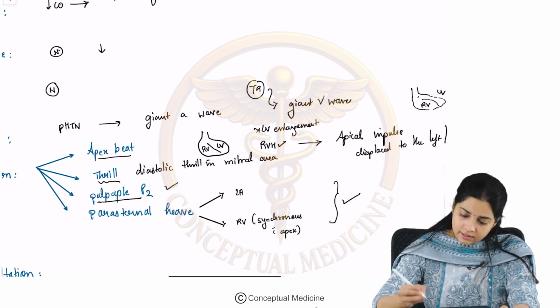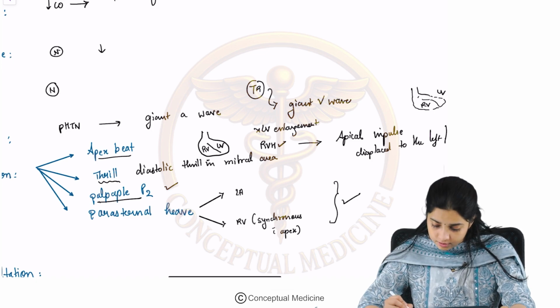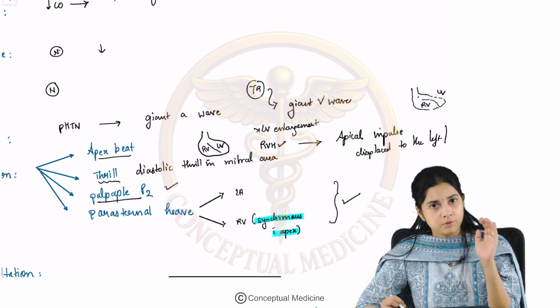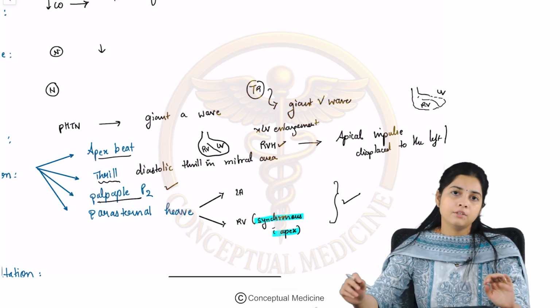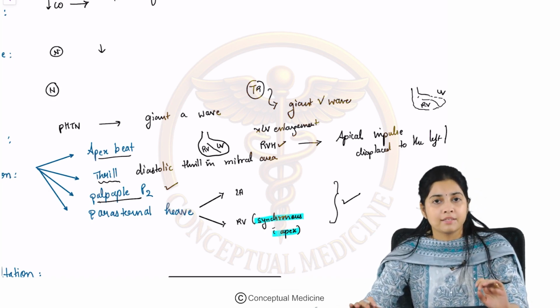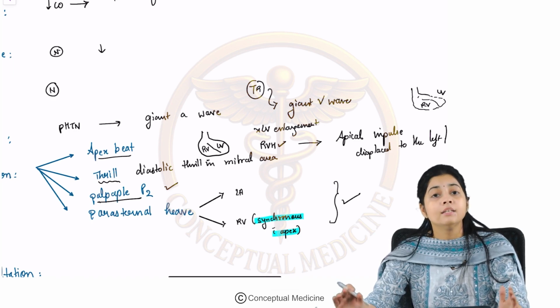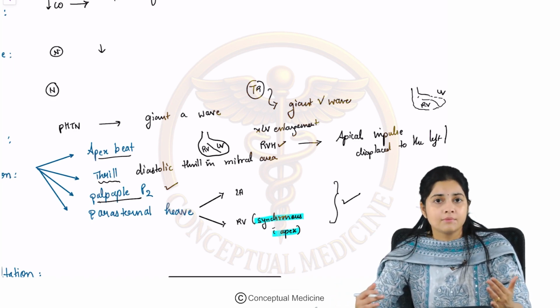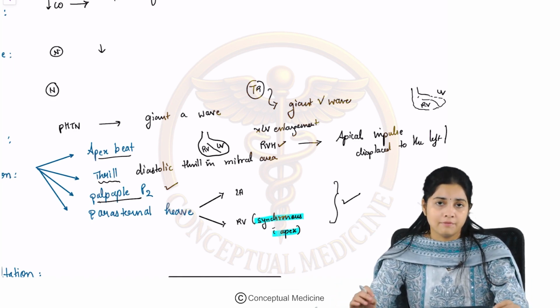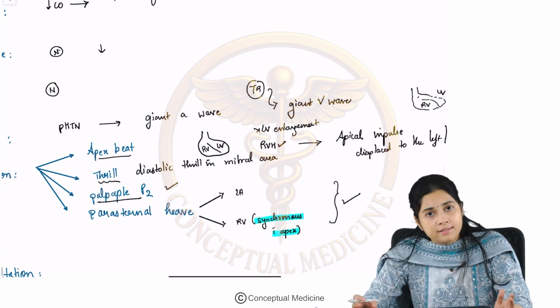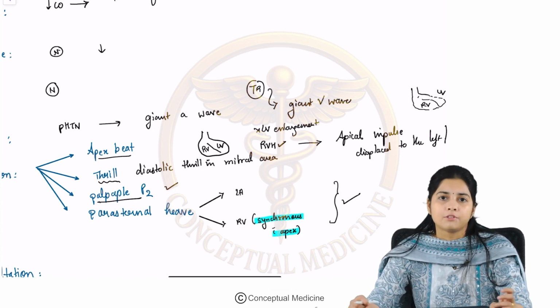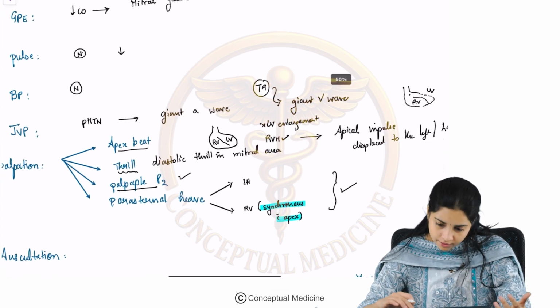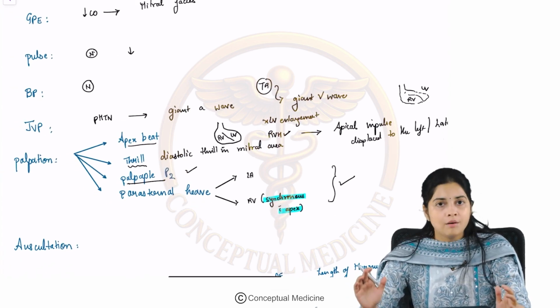And the parasternal heave due to right ventricular enlargement is synchronous with the apex. Right? You keep your hand in the parasternal area and you feel for the apex. If it is happening synchronously, then the parasternal heave is due to the enlargement of the right ventricle. If it is not synchronous, then it is due to enlargement of the left atrium. Okay. So that is about the palpation.